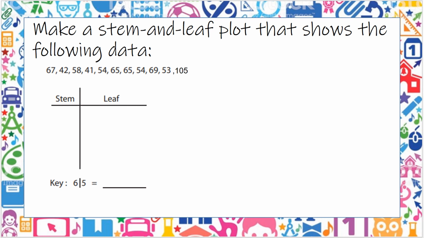Okay, make a stem and leaf plot that shows the following data. So I'm going to look and see my smallest number, and it looks like that's 41. So I'm going to start with a stem of 4, and I'm going to put a 1 for the leaf, because 4 in the tens place, 1 in the ones place. Then I've got 42, so 4 in the stem, 2 in the leaf, and I don't see any more 4s, but I do see some 5s. So I'm going to put the stem as 5, then I see 53, 54, another 54, and a 58.